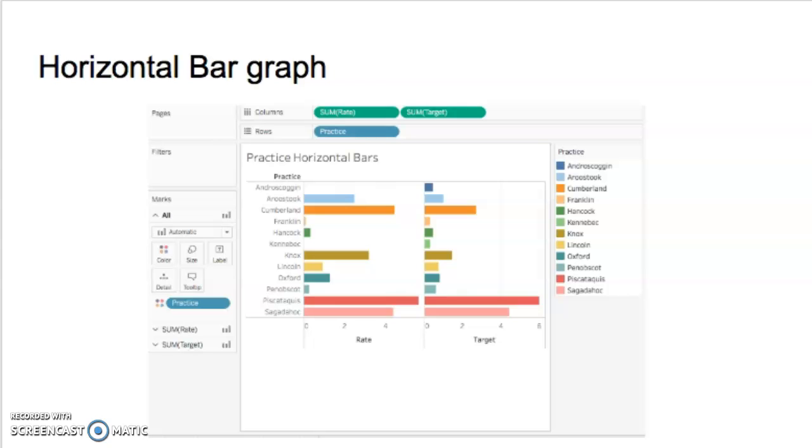Androscoggin and Kennebunk practices were the lowest in ranking in terms of rate. Androscoggin had a rate sum of 0.00 with a target sum of 0.450. Kennebec had a rate sum of 0.011 and a target sum of 0.300.